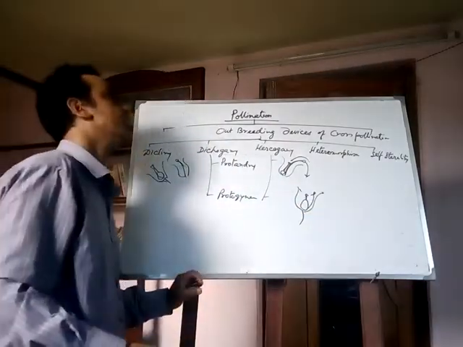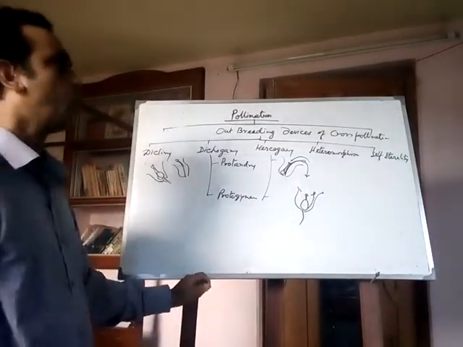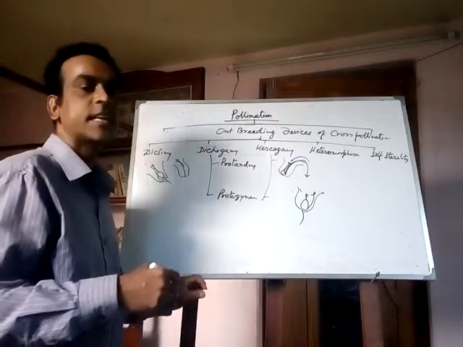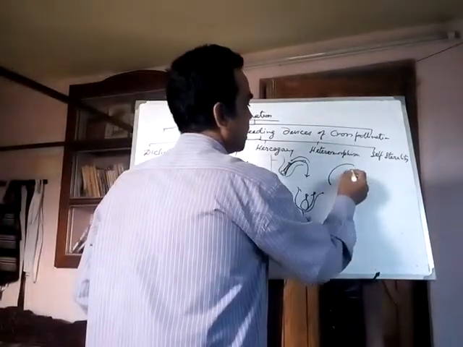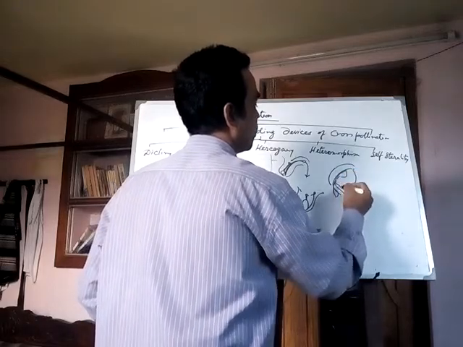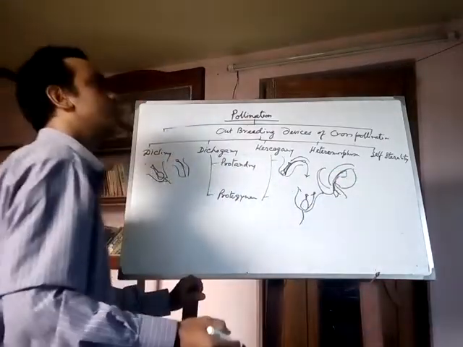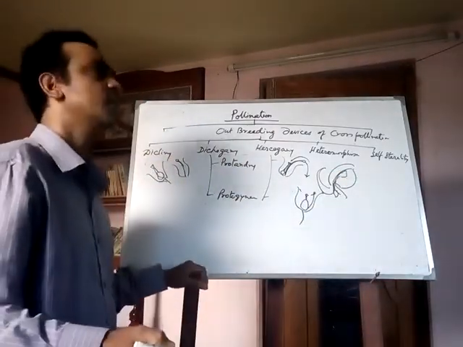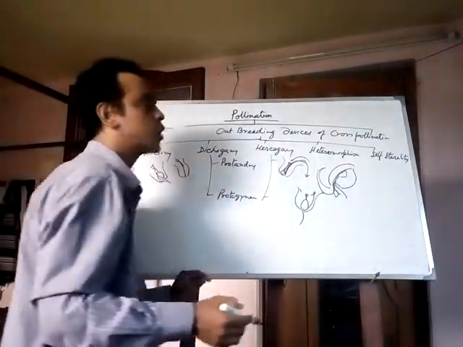Heteromorphism is an outbreeding device of cross pollination where the structure of the flower is heterostylous, that is, an asymmetrical type of flower, where self-pollination cannot occur in this type of cross pollination.